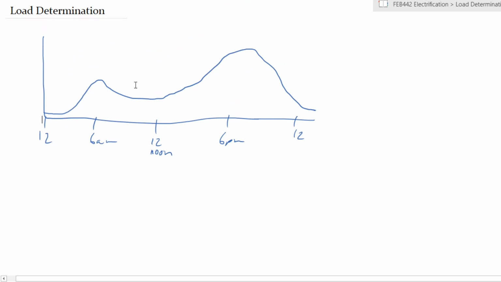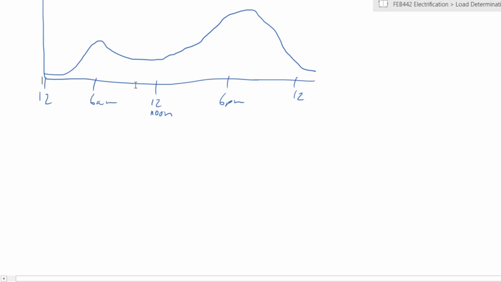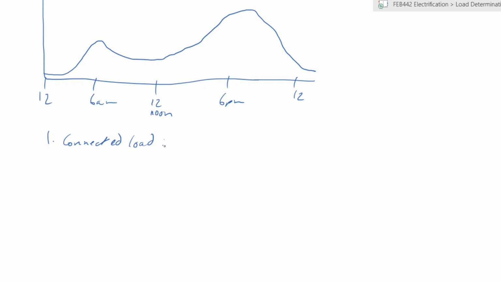And also it enables us to look at the most efficient way when we are doing power station sizing and regulation. So some of the common terms that we use are, number one, connected load. This is the total rated capacity of the load that is tapped from the power station or from the power sources that are given.